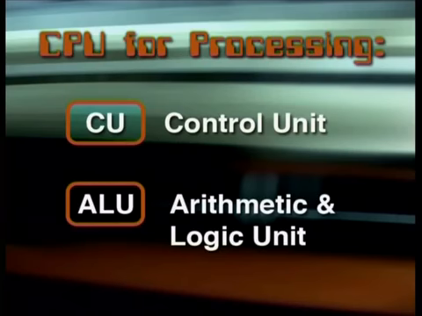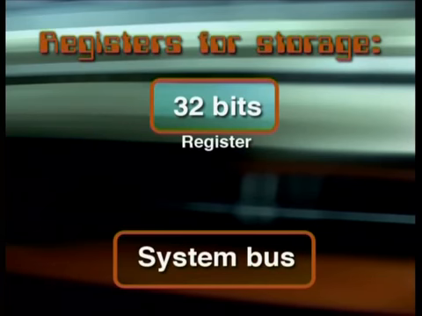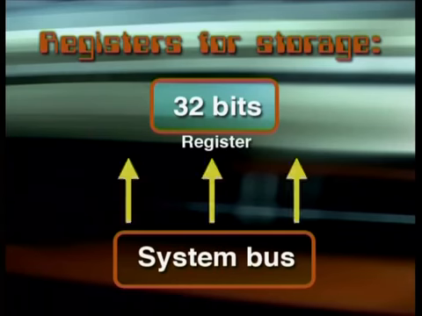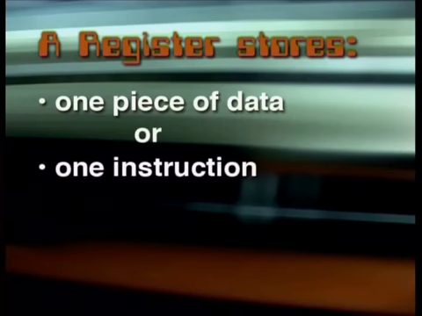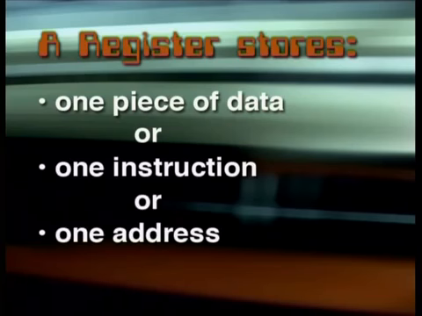The CPU has 2 main sections: the CU, or control unit, and the ALU, the arithmetic and logic unit. Both of these have very small storage components called registers. A register can only store 32 bits at a time, exactly the number being brought in by the system bus. So, a CPU with 32-bit registers is called a 32-bit processor. It stores one piece of data, for example, the number 26, or one machine code instruction, or one address.